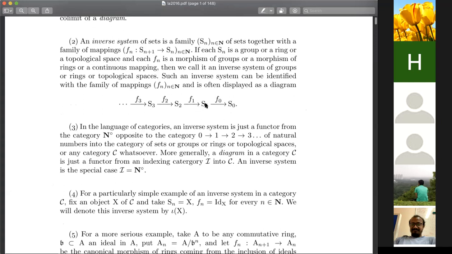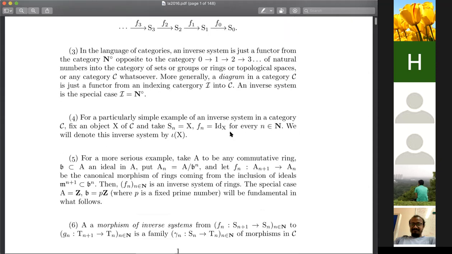So in this example, which will be of importance in our course, you have the trivial ring here, then Z mod PZ here. We have fixed a prime number P. So you have the trivial ring S0, then S1 is Z mod PZ, S2 is Z mod P squared Z, and F1 is the map from Z mod P squared Z to Z mod PZ, which is the reduction modulo P, and so on.